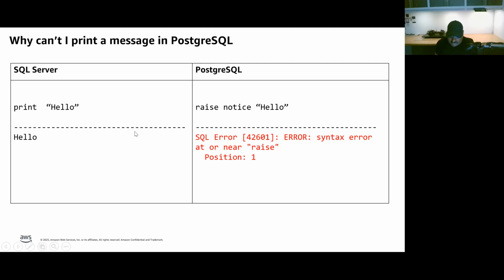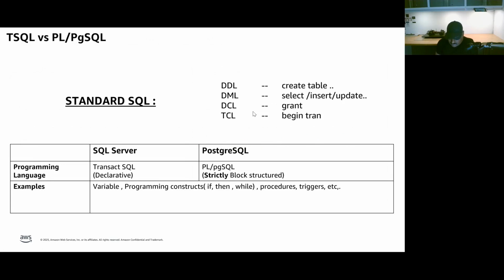So here the difference is the PRINT command in SQL Server is a Transact-SQL command. But Postgres uses PL/pgSQL, which is a block structured programming language, which I'll cover in the following slides. But every command, as long as it is not ANSI SQL, has to be kept in a block. Okay. So here, before jumping into PL/pgSQL, let's look at what is common between SQL Server and Postgres.